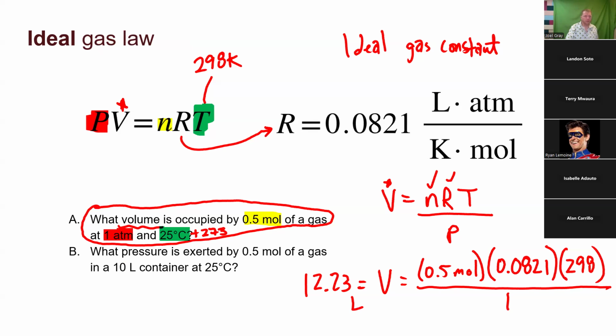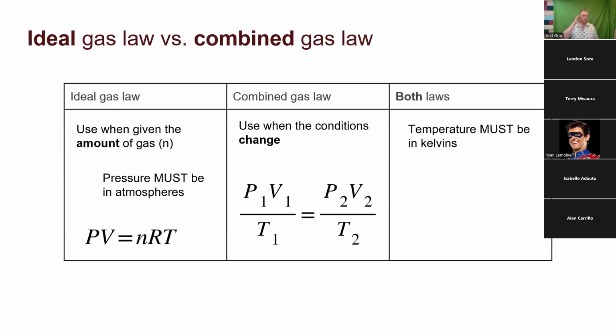So what's important to take away from this is to know when do I use one of these equations or the other? The ideal gas law is used when you are given information about the gas. When you use the ideal gas law, PV equals nRT, and again, R is always going to be provided for you, when the amount of the gas is provided. The next item of importance is that P, or pressure, must be in atmospheres. The combined gas law is used when the conditions change.